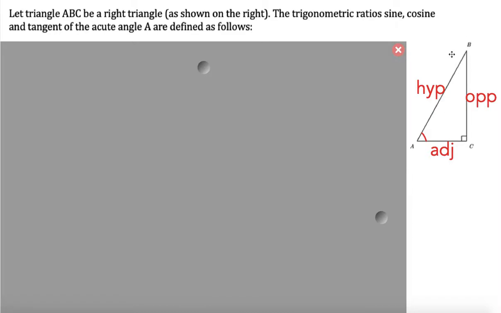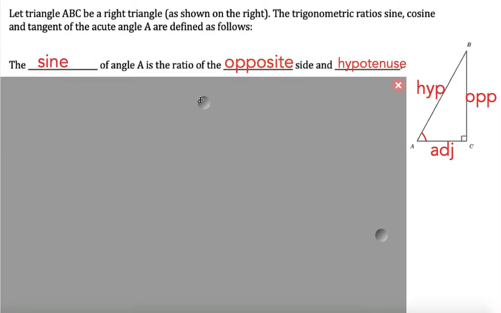If I was using angle B, then this would be my opposite side down here, and this would be my adjacent. But as we've already discussed, hypotenuse is always the longest side across from the right angle. Once you have the opposite, the adjacent, and the hypotenuse labeled, then you can apply these ratios.